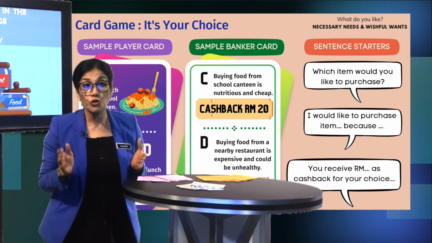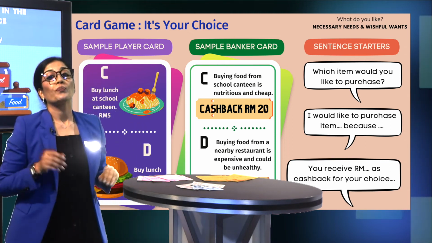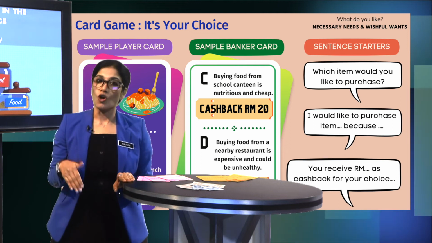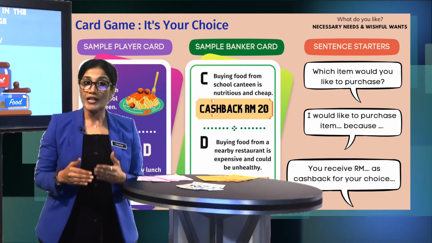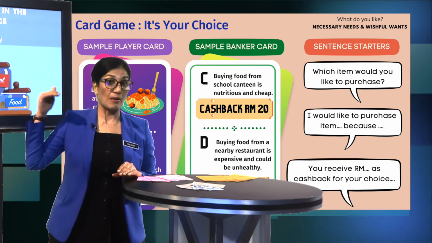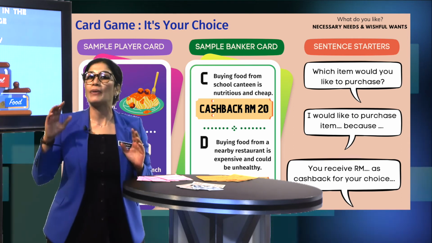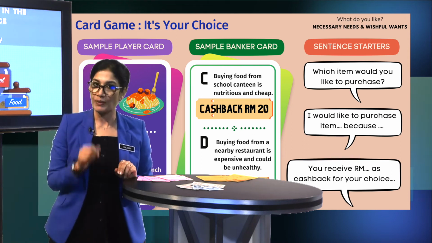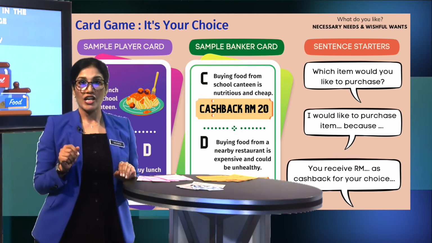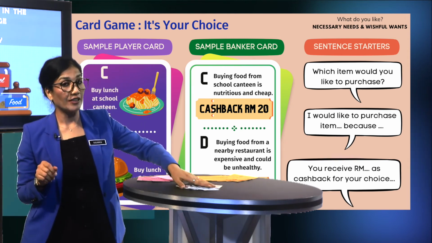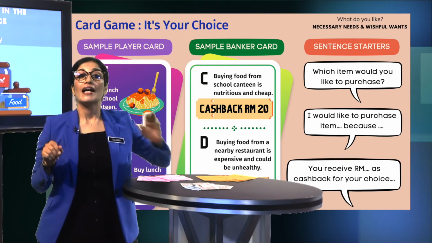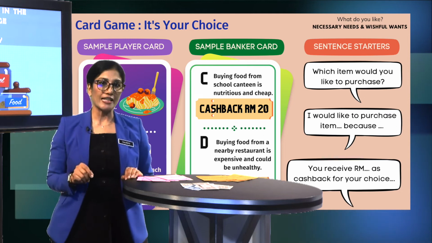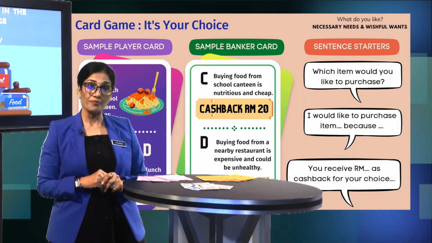Now, how to play the game? Pupils sit in groups of 4 or 5. One of the group members becomes the banker and the rest are players. Each player will be given 50 ringgit of the sample money. A player picks a player card from the set.